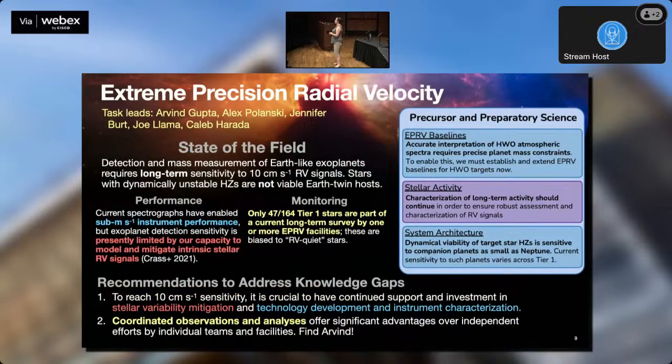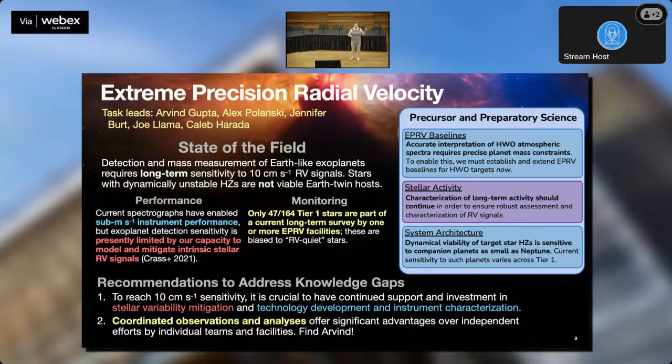All right, finally, we have the extreme precision radial velocity. In order to really get down to Earth-like sized planets, so small planets, small masses, we need sub-meter RV measurements. We're looking at 10 centimeters per second, not meters, centimeters. Right now, we're able to get close to that with current instrumentation, but it's not fully there. A lot of that is because there are issues with the models in intrinsic stellar RV scatter. So to date, there are about 47 of the tier 1 stars that have some kind of survey going on with EPRV facilities, but that's it.